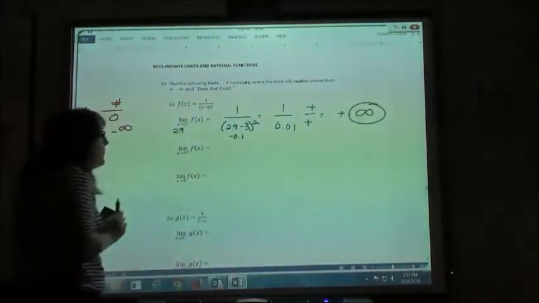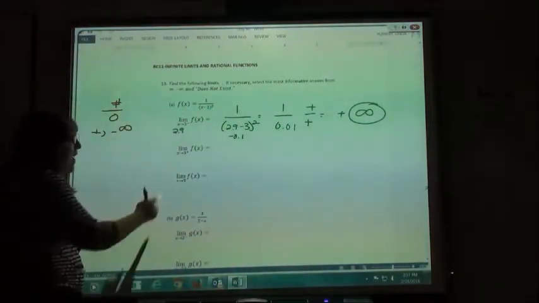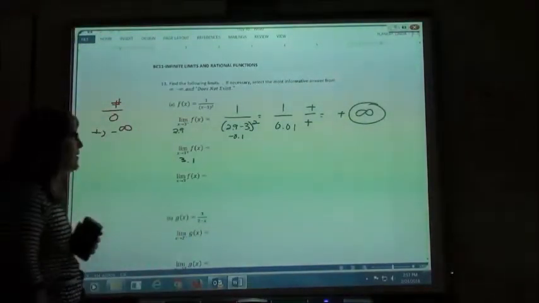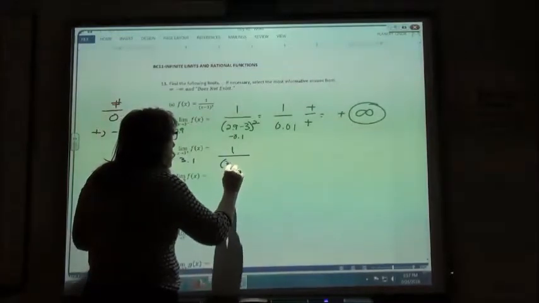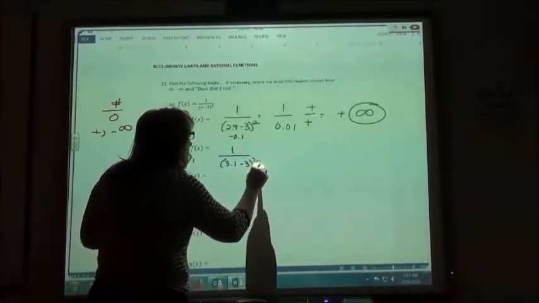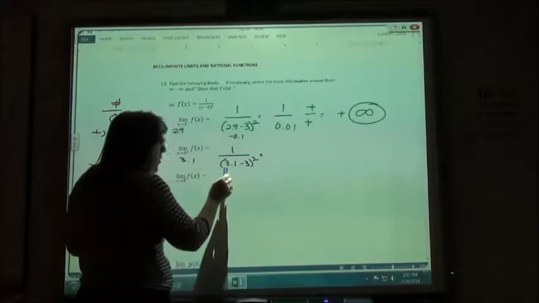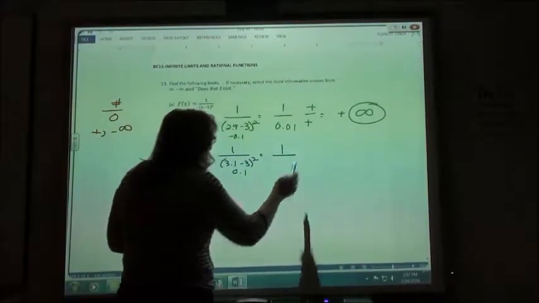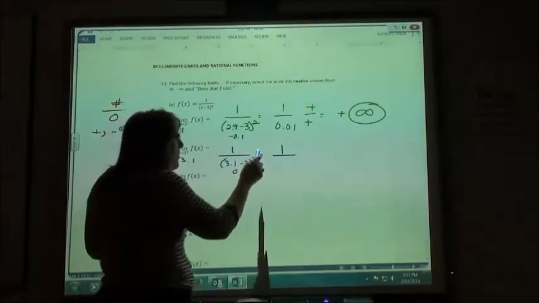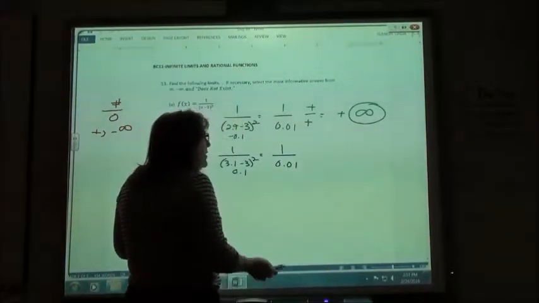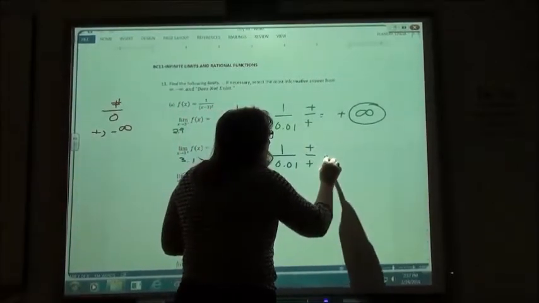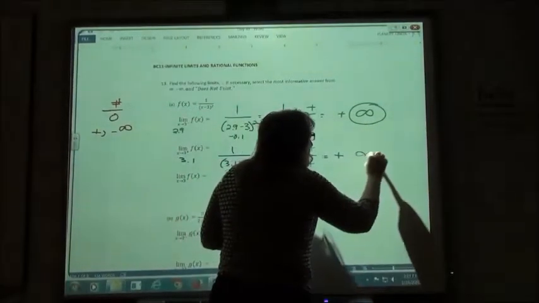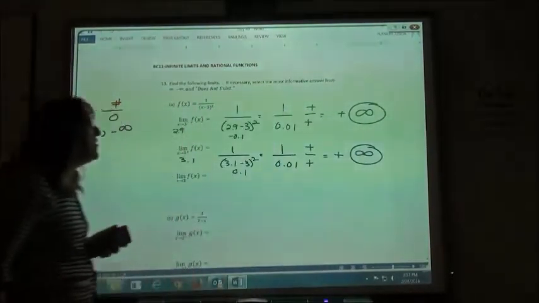Here, as x approaches 3 from the right-hand side, I just want a little bit bigger than 3. So 3.1 is what I'm going to plug in. So I'm going to have 1 over 3.1 minus 3 squared. So 3.1 minus 3 again would be 0.1. When I square my 0.1, I'm going to have 0.01. So again, I'm going to have a positive over a positive. And so as this one approaches 3, it's going to approach positive infinity. In other words, just infinity.